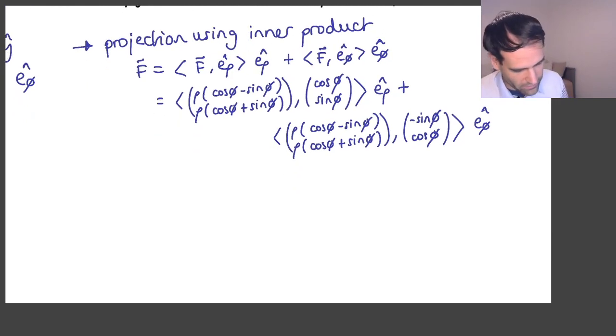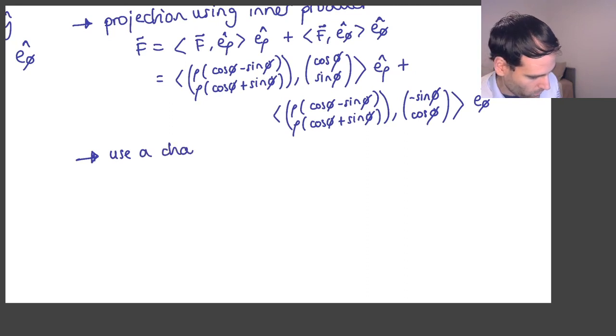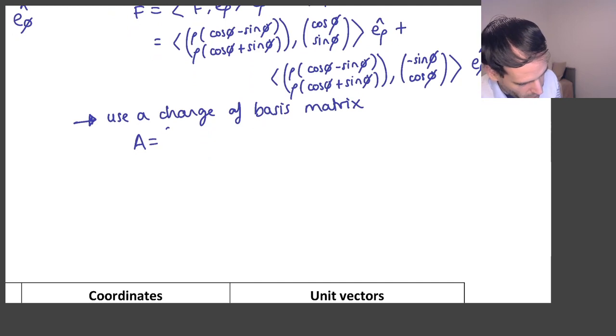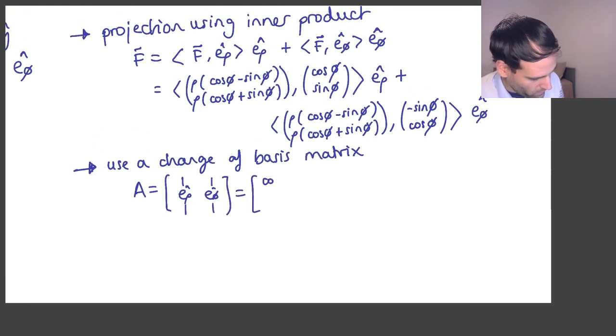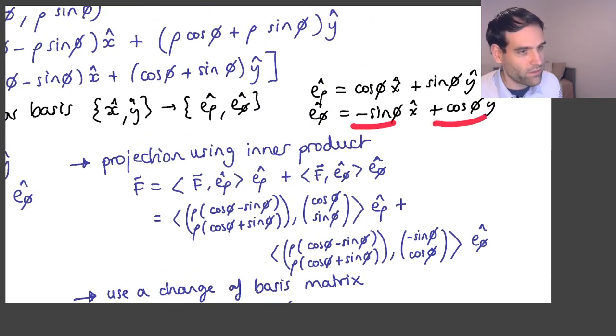Instead, I'm going to tell you that there is another path, which is to use a change of basis matrix. So remember how this worked. We define our matrix A, which has e rho hat as the first column and e phi hat as the second column. So e rho hat is cosine phi, sine phi. That's e rho hat. And e phi hat is minus sine phi, cosine phi.